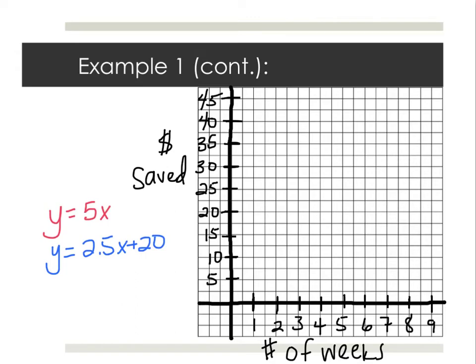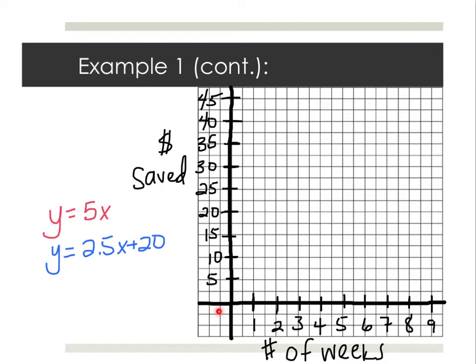And here we have it all set up to go ahead and graph. We've got our number of weeks here on the X and our money saved on the Y. Let's go ahead and graph each one, and let's use the appropriate color that we wrote the equations in.